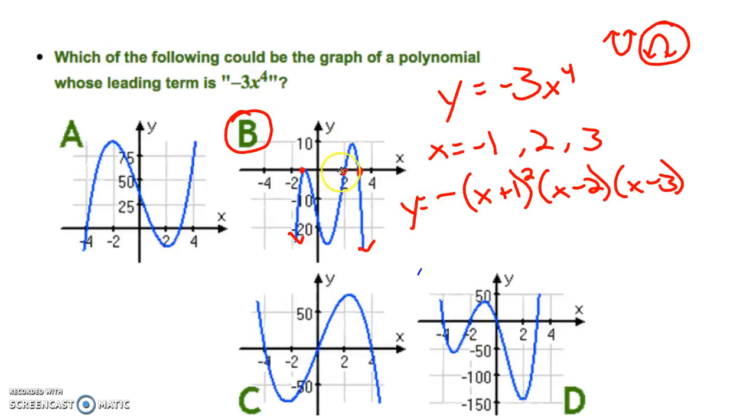The other ones go straight through the 2 and straight through the 3. There's no little squiggle or anything there to indicate a higher multiplicity. And so it looks like we're good. This is the actual equation, sorry about that, for graph B.